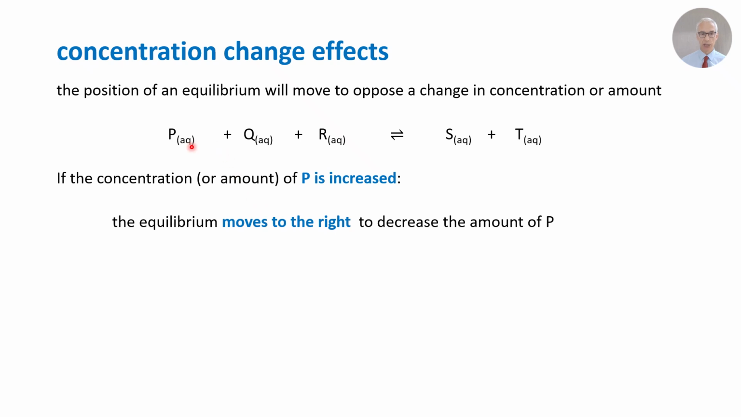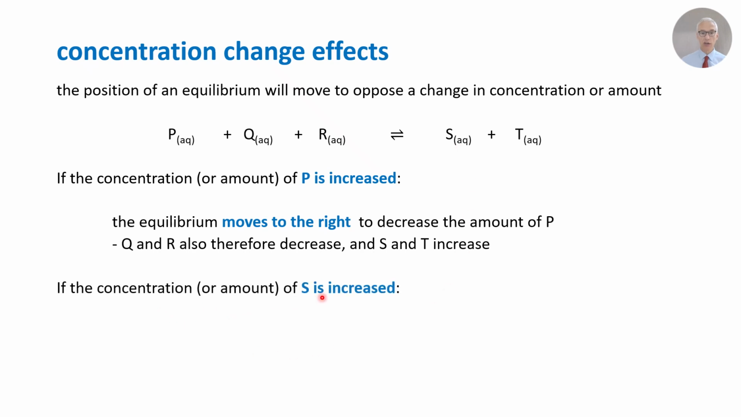So here's P on the left. If we increase the amount of P, the equilibrium moves to the right, forming S and T, and therefore decreasing the amount of P. Q and R must also therefore decrease. So if P reacts to form S and T, then it must involve Q and R also being used up. So Q and R also decreases. S and T must increase.